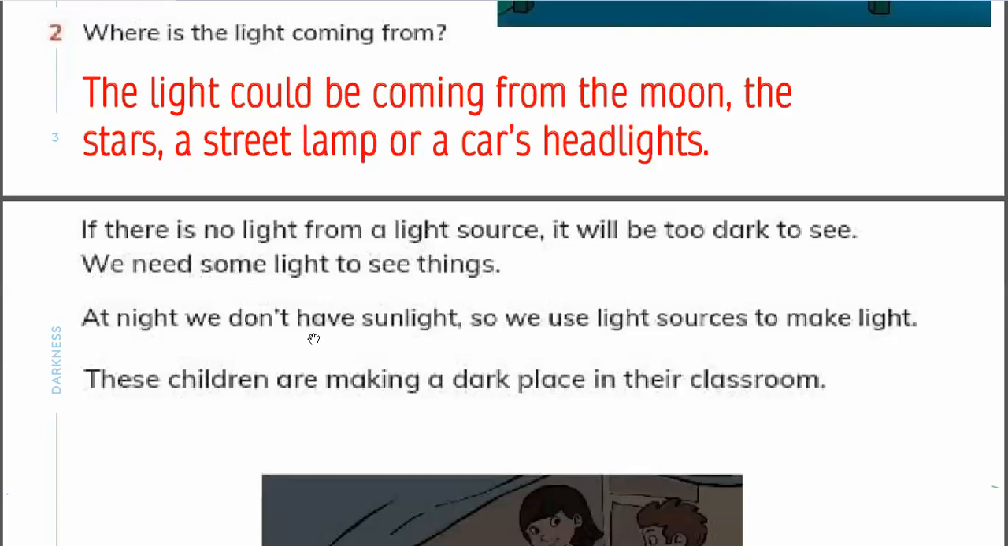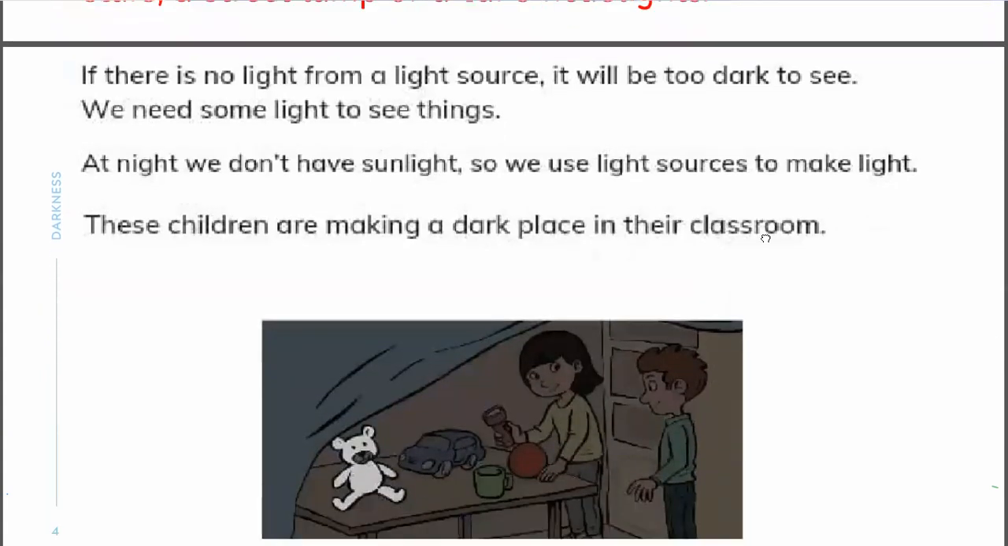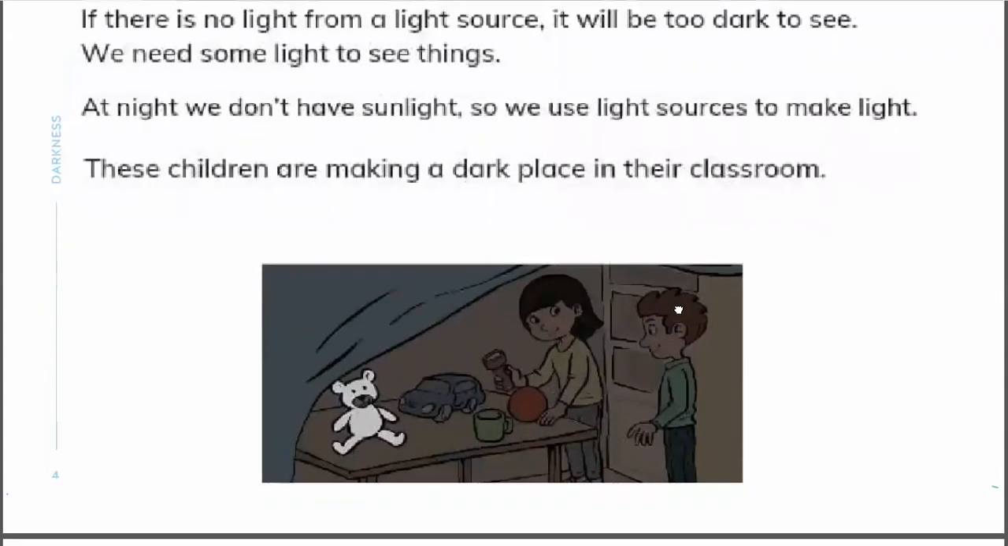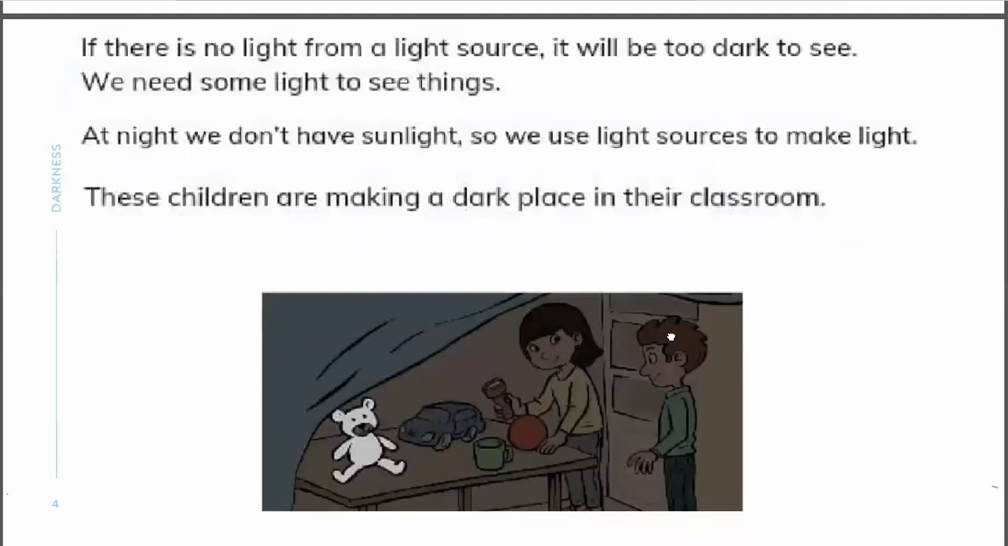At night, we don't have sunlight, so we use light sources to make light. In the morning, we don't need light because the light from the sun is more than enough for us to see things. But in the evening, when the sun goes down, we need light sources to make light.